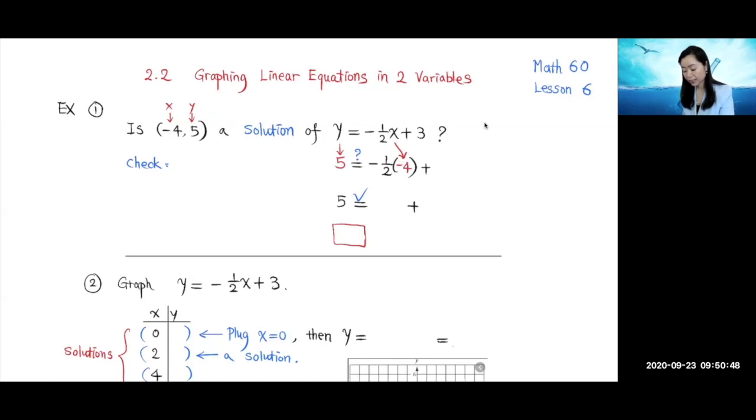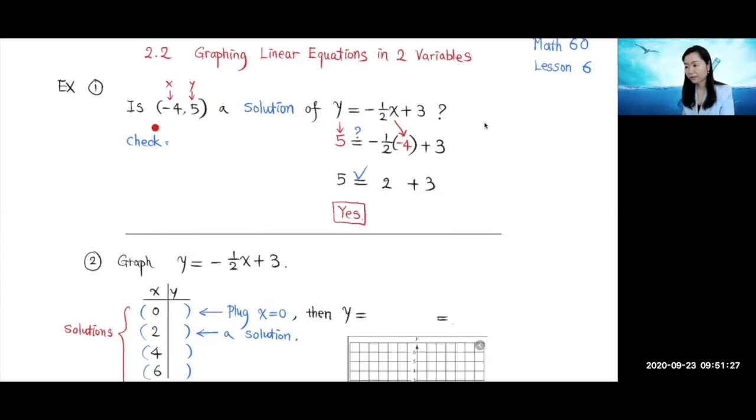So 5 on this side, -1/2 times -4 is +2. So that's +2, and plus 3, that's indeed equal to 5. So the left side equals the right side, and we put a check mark over here. That means this point satisfies this equation, so this is a solution of this equation. So the answer here is yes.